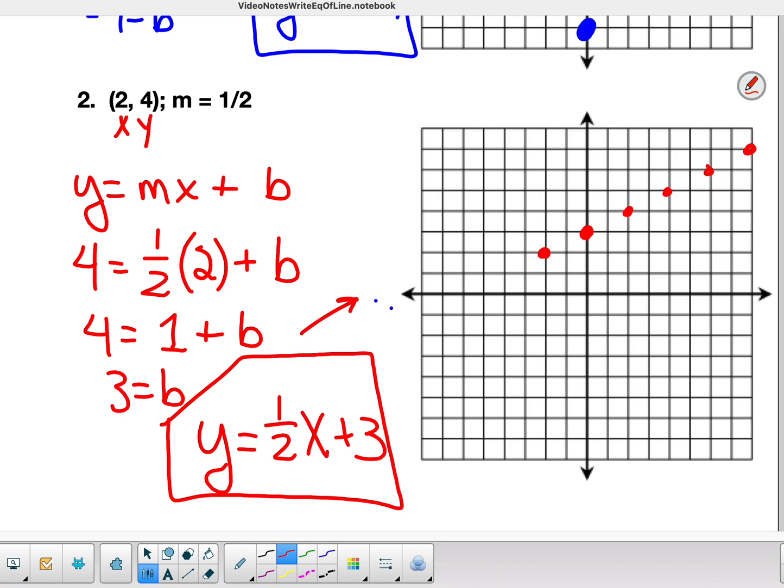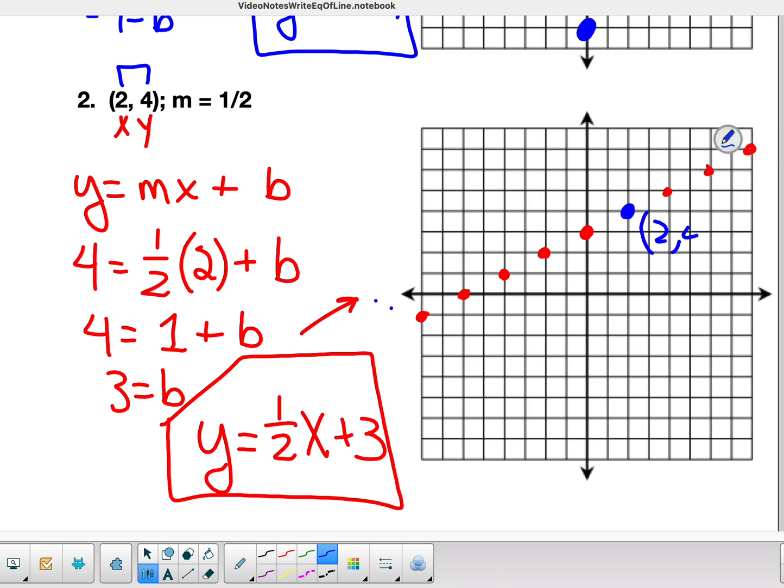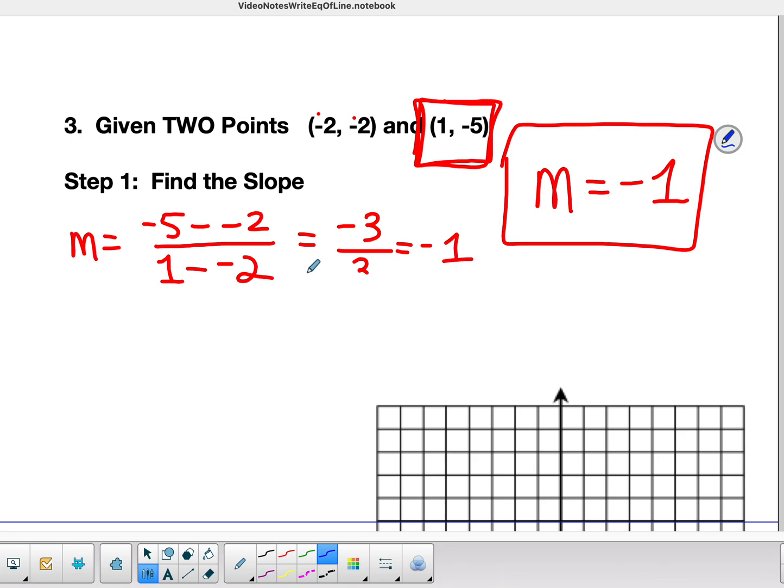Plot as many points as the graph will hold, and then get a straight edge and connect the points to create the line. And then once again, the ordered pair 2, 4 should fit on this little grid. So the ordered pair 2, 4 is right here, and this is the point that we used to create the equation of the line.